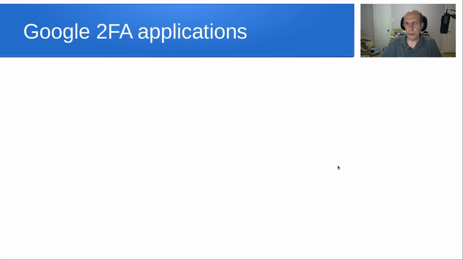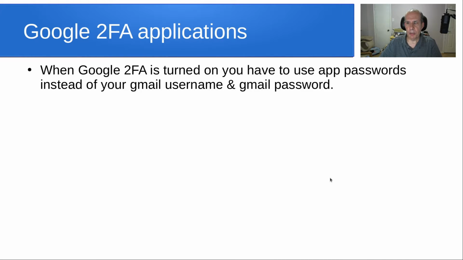So Google 2FA applications. When Google 2FA is turned on, you have to use app passwords instead of your normal Gmail username and Gmail password. Well, yeah, you use your Gmail username, which is your email account, but you have to use the app password as your password instead of your normal Google password. The reason for this is because with 2FA turned on, there's no way that your application could get a PIN code.